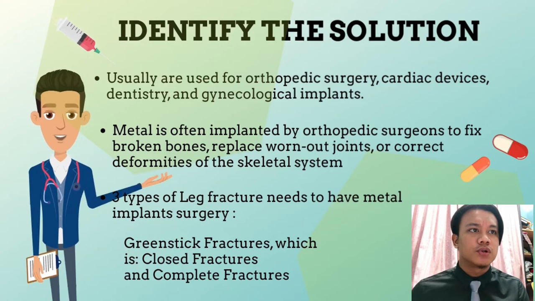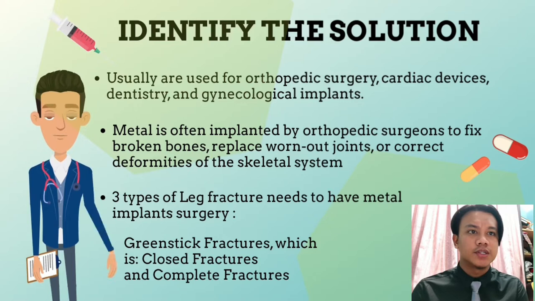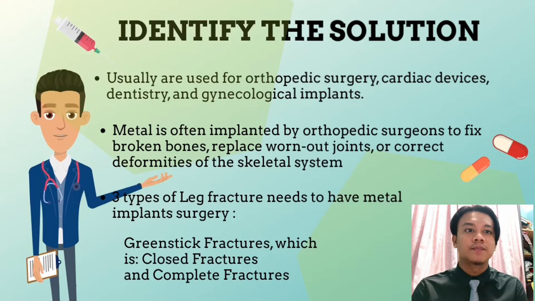Before we start to identify the solution for leg fractures, we need to know first the types of leg fractures, whether they need metal implant surgery or not. There are 3 types of leg fracture that need metal implant surgery. For example, greenstick fractures, closed fractures, and complete fractures.